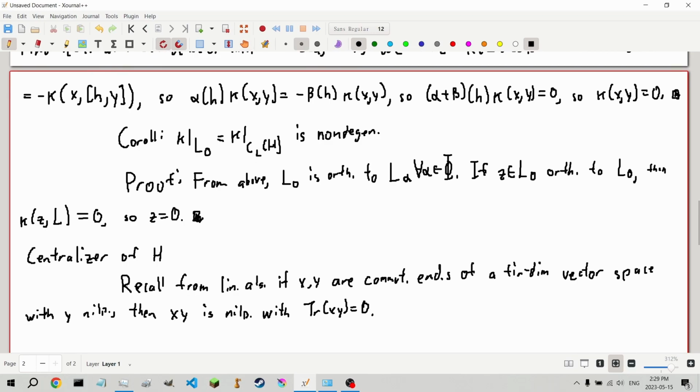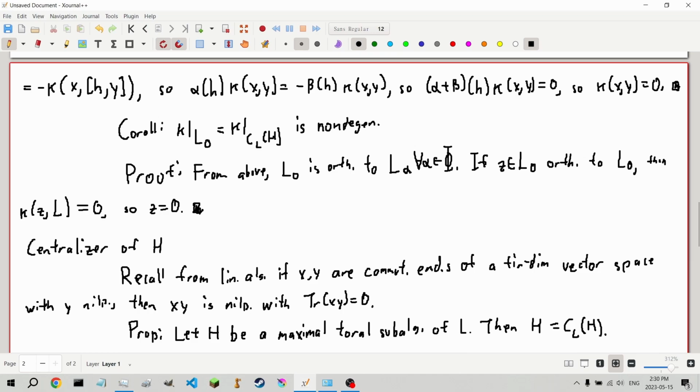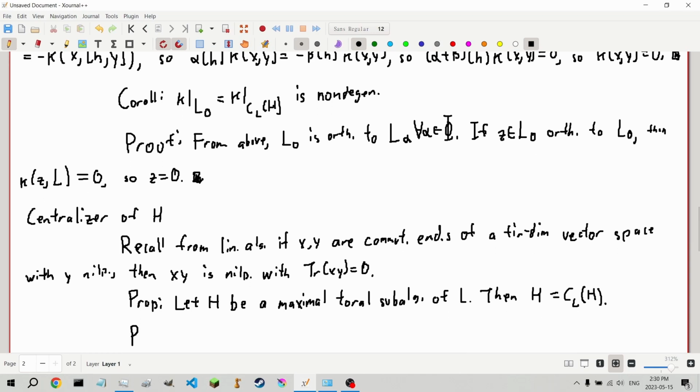And this leads us into a proposition. Let H be a maximal toral subalgebra of L. Then we have that H is its own centralizer in L. And the proof.